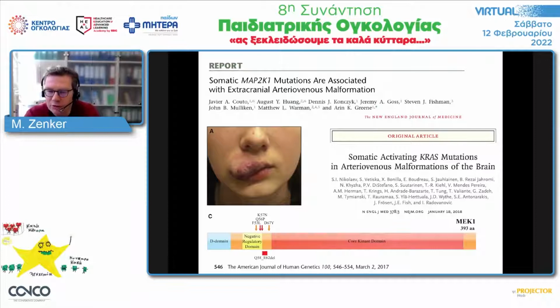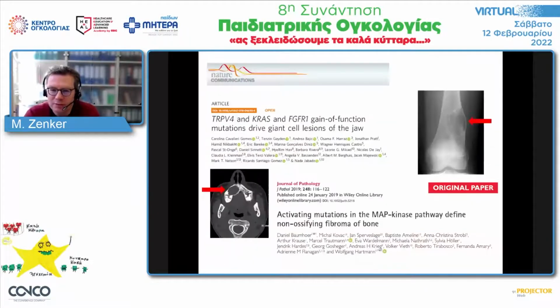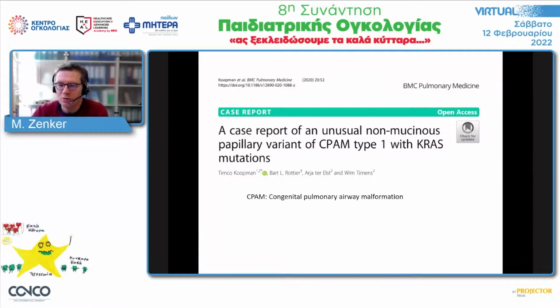And you see that these discoveries have been made in the very recent years, 2017, 2018, when first groups identified MEK1 mutations in the extracranial and KRAS mutations in the intracranial arteriovenous malformations. And even more recently, it was shown that the non-ossifying fibromas of the bones have KRAS or FGFR1 or even TRPV4 mutations, and the giant cell lesions of the jaws have also RAS pathway mutations. And the story is still not over and completed. And quite recently, there was a case report of a congenital pulmonary airway malformation with KRAS mutations.